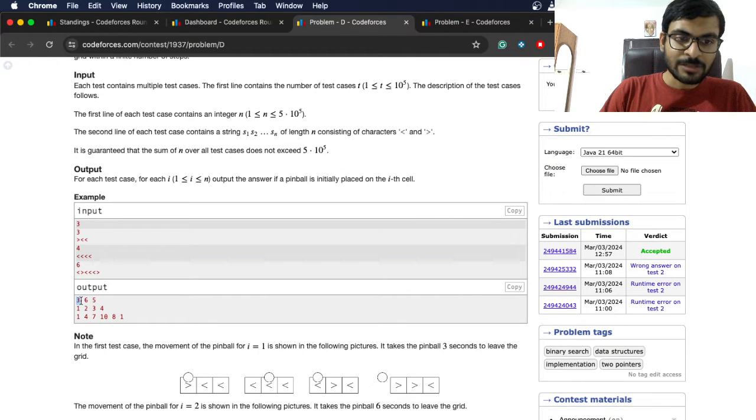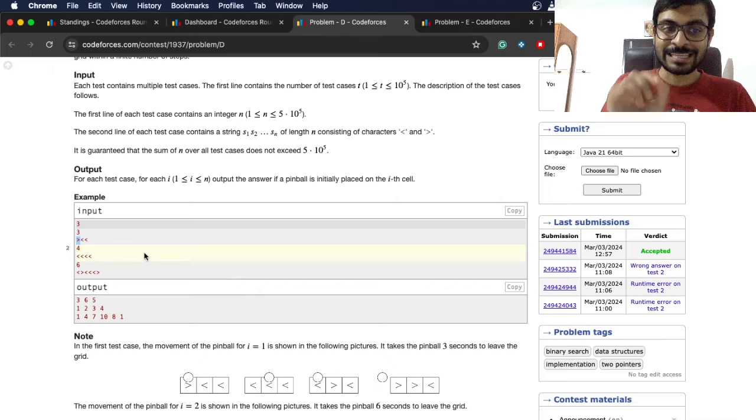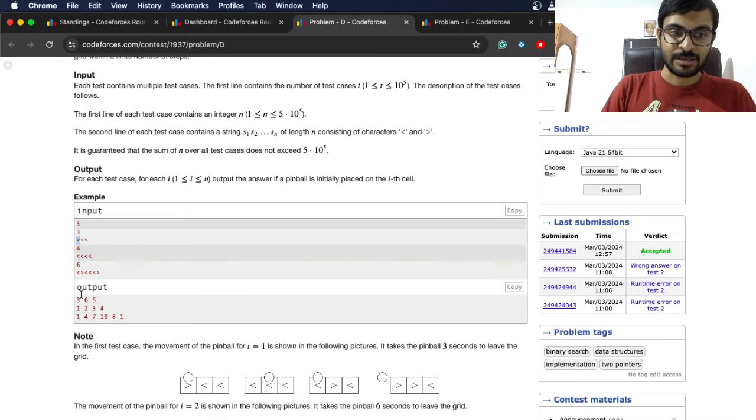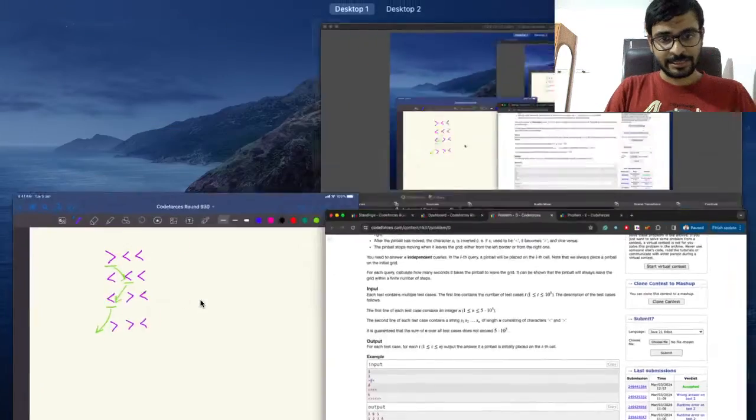This is only the first answer. That is, if the pinball is placed on the first index, then this is the behavior, and the answer is 3. What if the pinball is placed in between, at the middle index? Let us see.